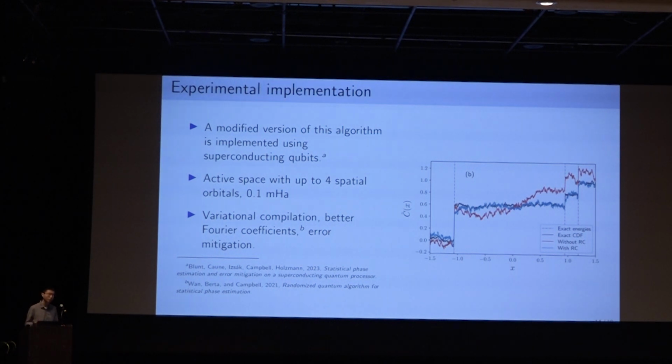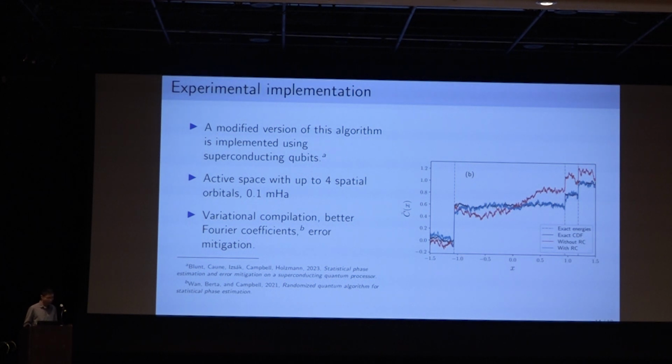So when we proposed this algorithm, we were thinking, oh, this requires a full-scale quantum computer, and it's definitely not doable in the near term. But it turns out we were wrong, and there is actually an experimental implementation of a modified version of this algorithm. I think this is pretty amazing because you can run phase estimation on near-term devices. Here, those curves are the approximate CDF they computed in the actual experiment. And you can see there's a huge amount of noise, but the ground state energy is very clearly resolved here. They run it on a very small model with active space up to 4 spatial orbitals, but the precision is very high. They reach 0.1 millihartree precision, which is the chemical precision we're aiming for.